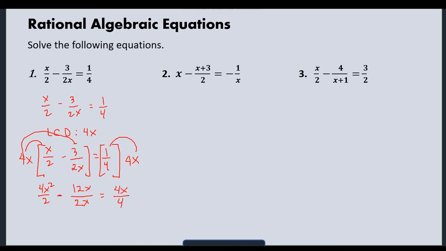Now, let us simplify. The first term is 4x squared over 2. So, dividing 4 by 2 will give me 2x squared. Just copy x squared, and then we have here 2 from 4 over 2. Minus. The second term is 12x over 2x, and that will give me 6. Obviously, we can now cancel out x, and then 12 divided by 2 will give me 6. Equals. And we can cancel out 4. This will give me x.